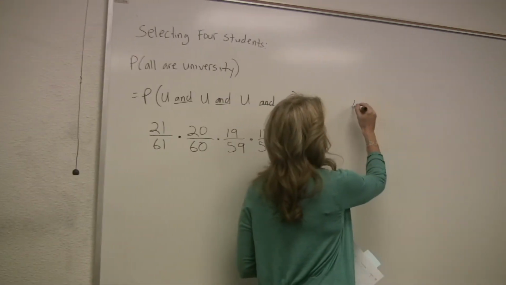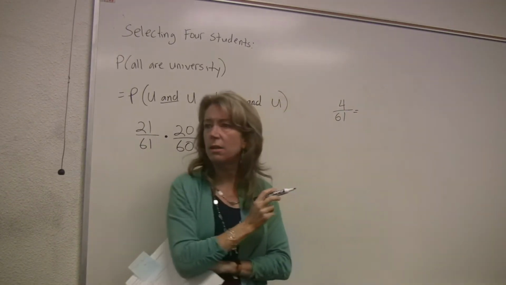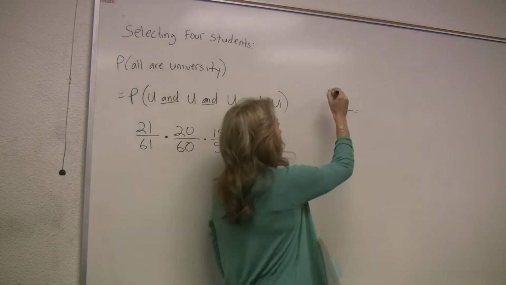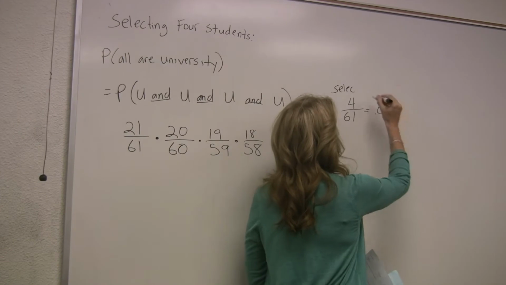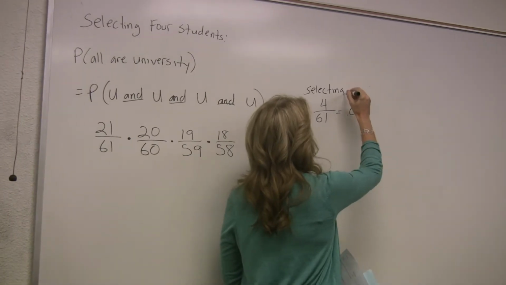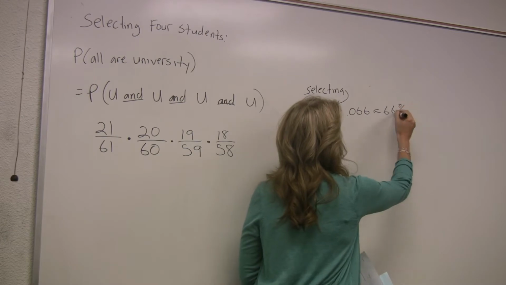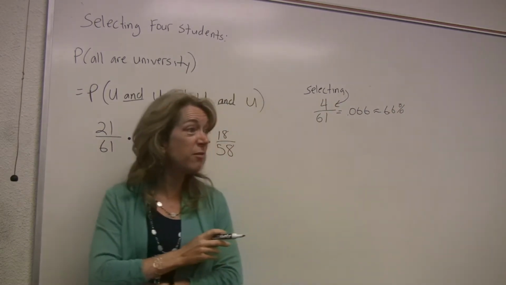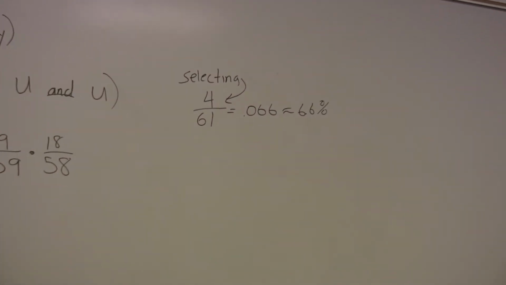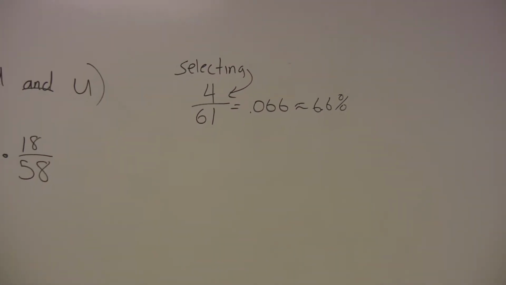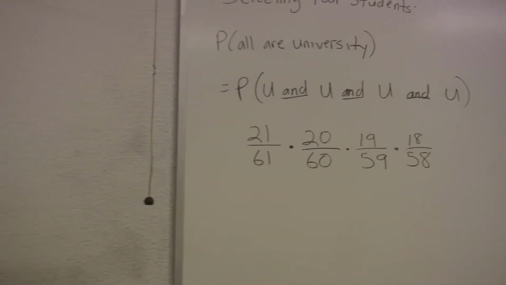What is 4 out of 61? Could someone turn that to a decimal for me? 4 students out of 61. 0.066, which is approximately 6.6%. It's higher than 5%, so I can't use the shortcut. Remember that shortcut's only when you're taking a few out of a giant population. My population is not giant to begin with, and I'm taking a few too many.